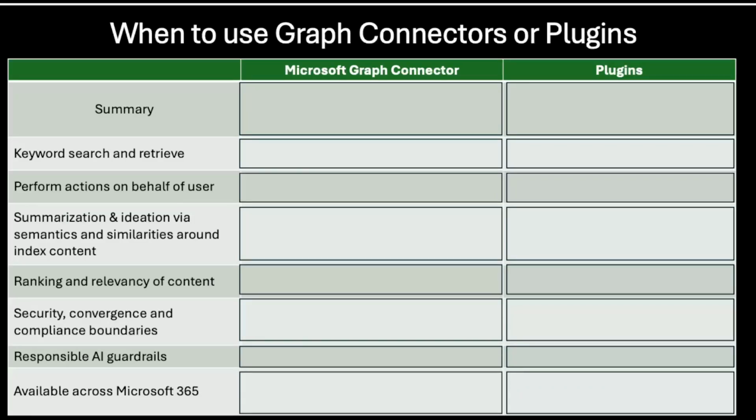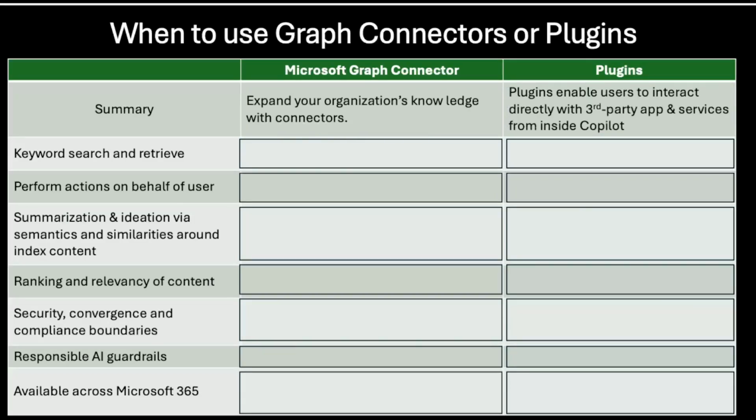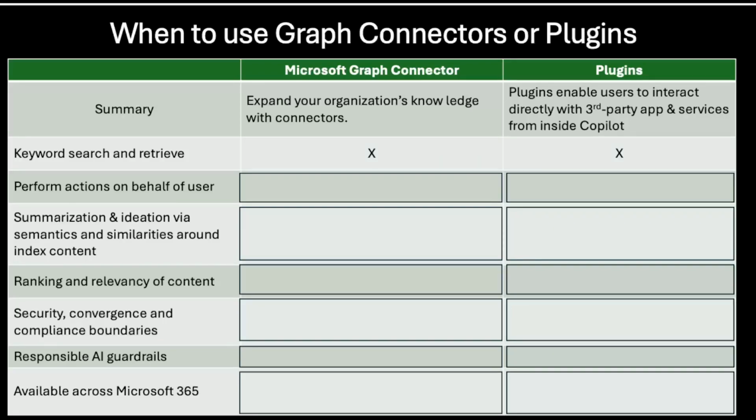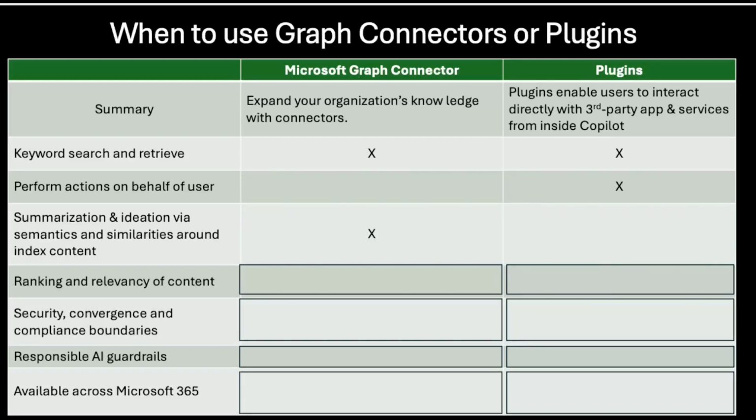Now let's talk about when to use a Graph connector or a plugin. As we stated already, use a Graph connector to expand your organization's knowledge. Plugins enable users to interact directly with third-party apps and services from inside of Copilot. If you need keyword search and retrieval, both are compatible for that. However, if you need to perform an action on behalf of the user, you have to use a plugin. On the other hand, if all you need to do is summarization and ideation by way of semantics and similarities around indexed content, you have to use the Graph connector.